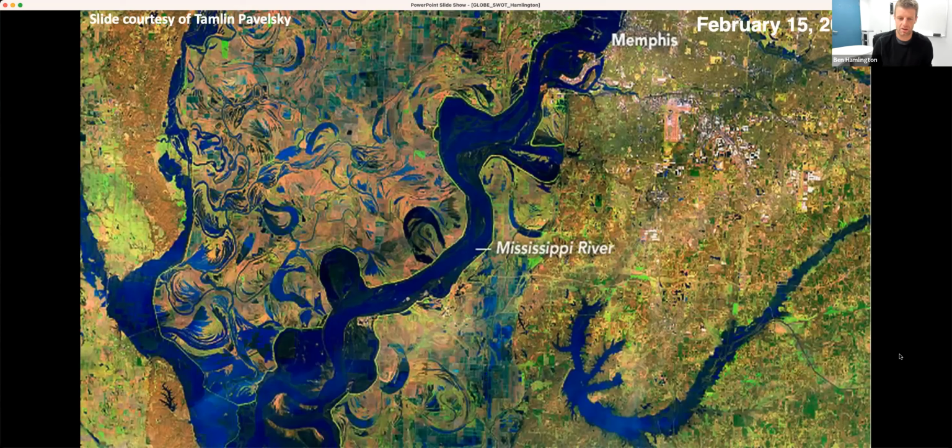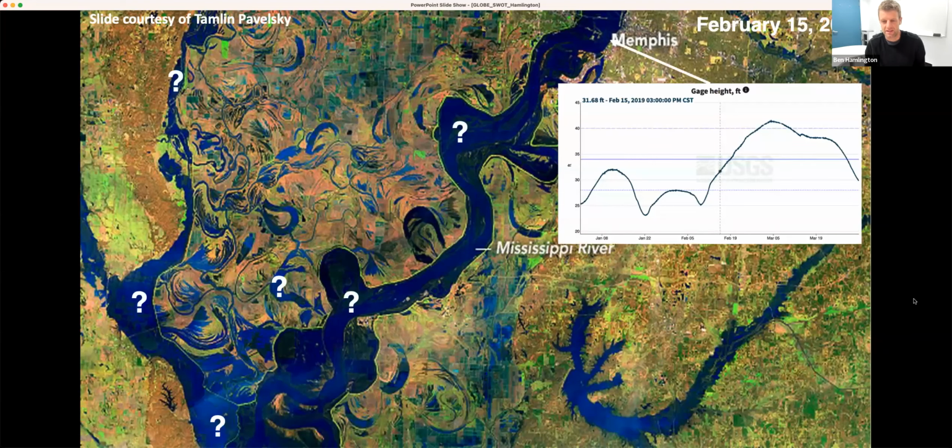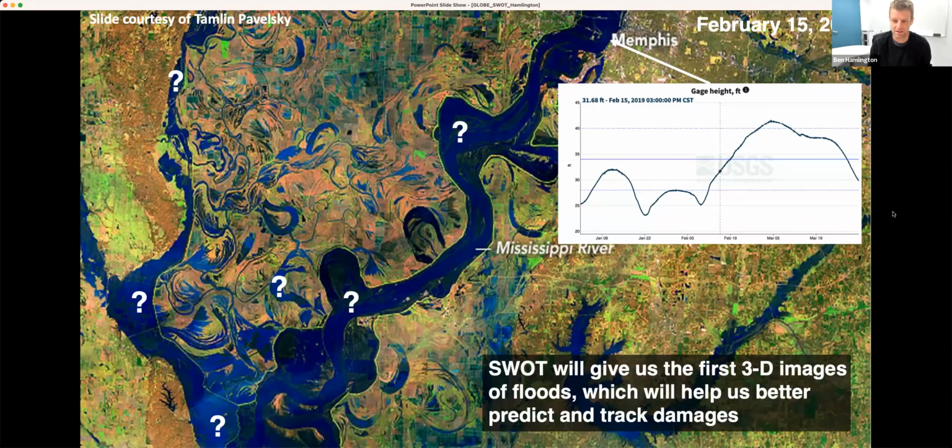All right, so I made the comment here about the ability to monitor the river. So if we look at the Mississippi River, we can see that certain parts of the river are gauged, right? So in this location here at the top, you have a gauge where you can monitor the height of the river over time. But in other areas, you have no measurement, right? Where you have all these question marks, they're important things that as the rivers flood, as things start to change over time, you have no visibility as to what's happening in these locations. SWOT's going to be able to fill in these gaps, right?